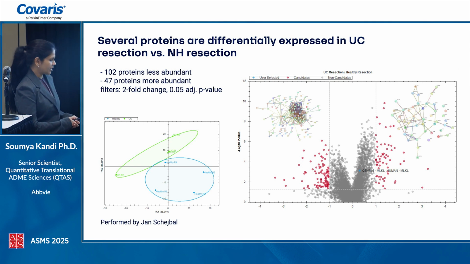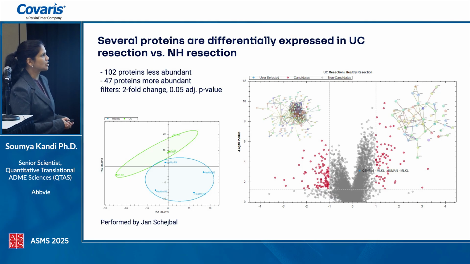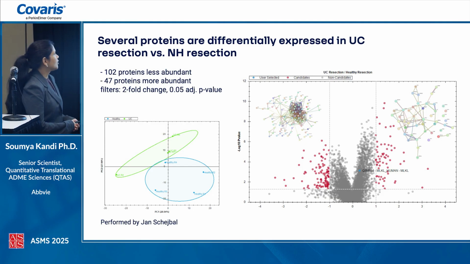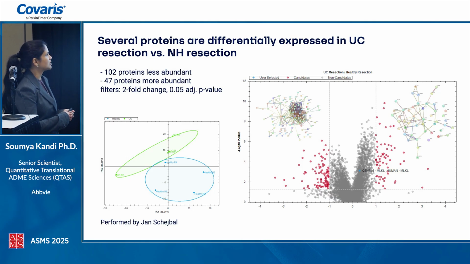We are seeing that MLKL is buried deep within this volcano plot. It doesn't show any statistical significance. Not that we would expect it. It's a very small sample size. But we are seeing a very nice differentiation on this PCA plot between healthy tissues and ulcerative colitis tissues.